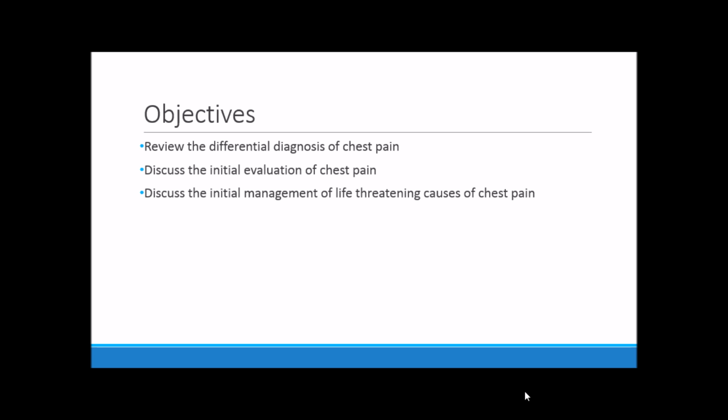So the objectives of this lecture are, we're going to review the differential diagnosis of chest pain. We're going to discuss the initial evaluation of chest pain. And then we're going to discuss the initial management of life-threatening causes of chest pain.